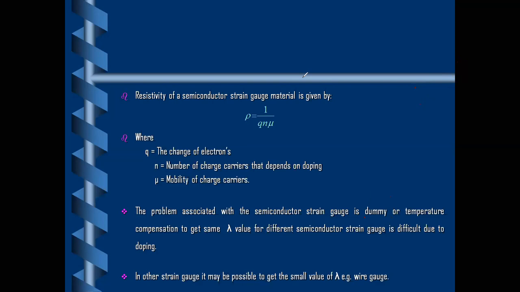Now, the problem associated with the semiconductor strain gauge can be resolved by a dummy strain gauge, by utilizing the sense of temperature compensation to get the same gauge factor lambda value for different semiconductor strain gauges. But it is difficult due to the doping. The doping adhesive material that I have specified in the first slide, arsenide, that material, due to the doping effect, that is PN type of material.